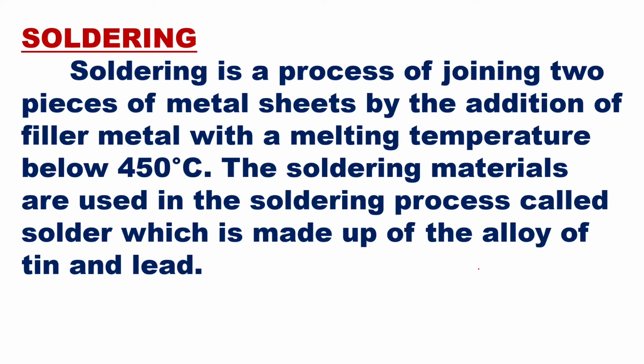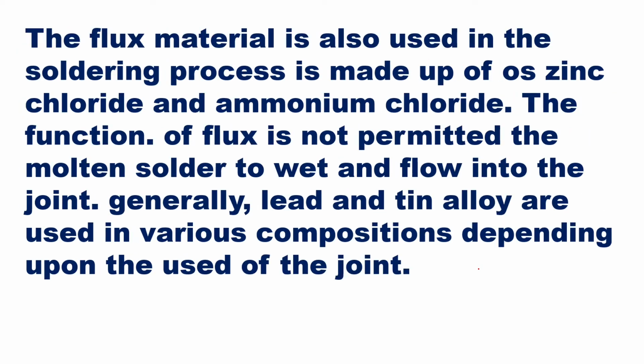The soldering material used in the soldering process is called solder, which is made up of an alloy of tin and lead, which you have to melt at a temperature below 450, and that melting solution will go and sit in the place where you want to join two things. Okay. So here the flux material is also used in the soldering process.